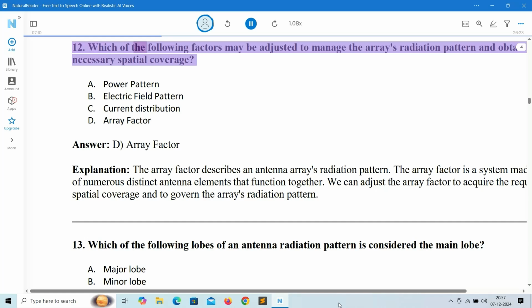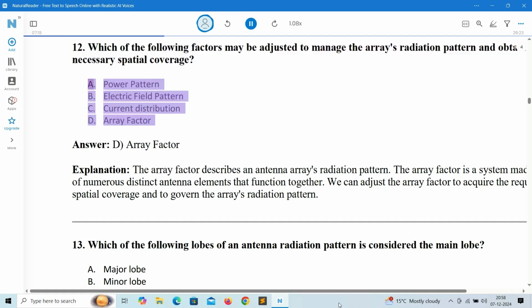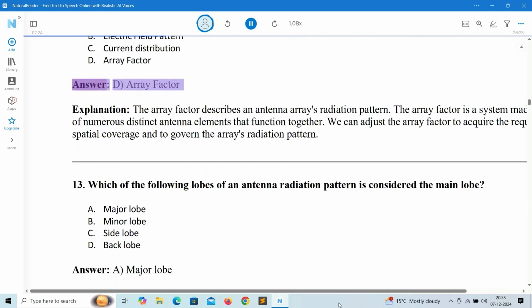12. Which of the following factors may be adjusted to manage the array's radiation pattern and obtain the necessary spatial coverage? A. Power pattern. B. Electric field pattern. C. Current distribution. D. Array factor. Answer: D. Array factor.